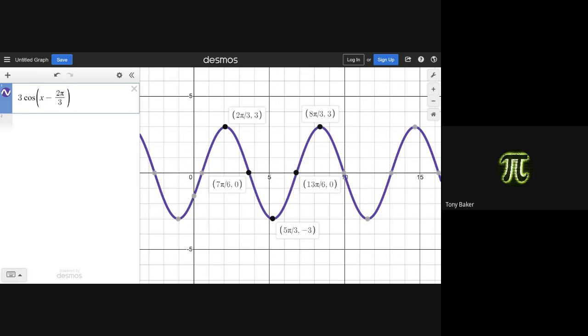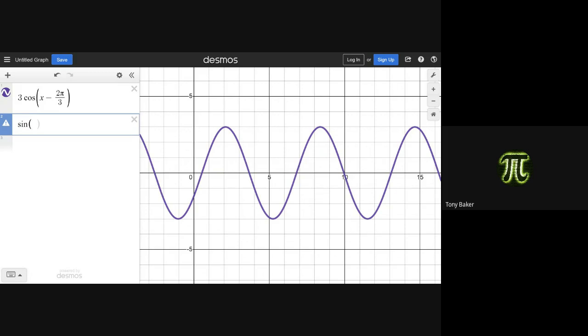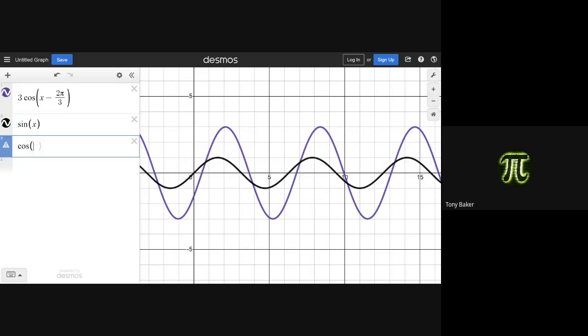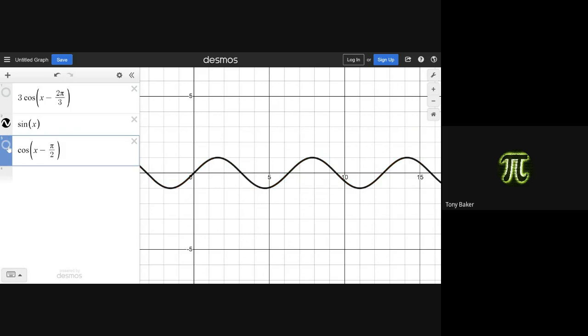Okay. So there's your sine, there's your cosine. Okay. So that pi over 2 shifts them so they're identical. Yes. For a second, that graph looked like some kind of ropes course.